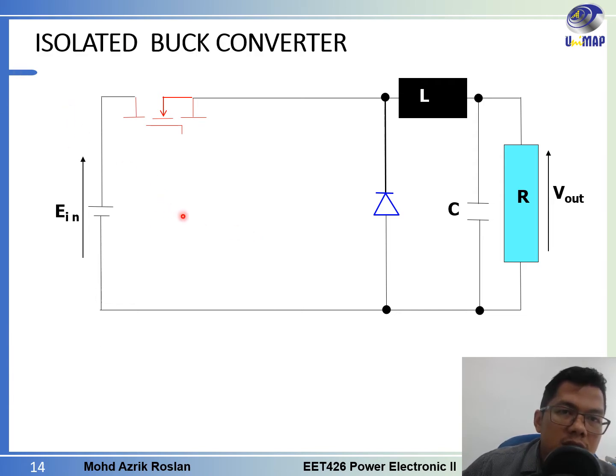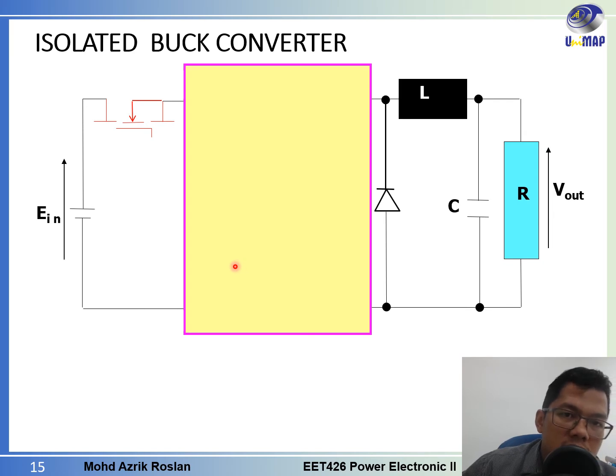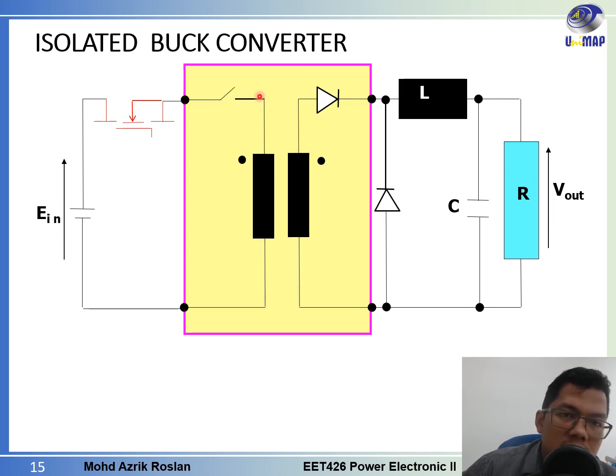So when you adjust the duty cycle, it will change the output voltage of this converter. For this concept, we will introduce the transformer. After the switch here, we will introduce the transformer at this point, and this is how the DC transformer will look. As you know, a transformer mainly only works with AC. I mean, when you have a fluctuating current, only then can the transformer work.